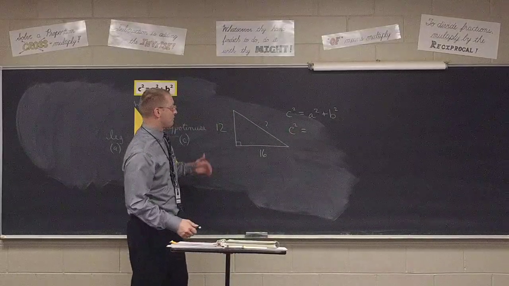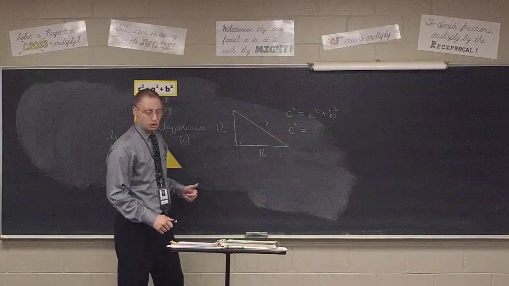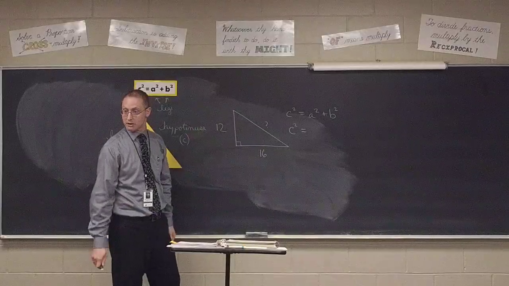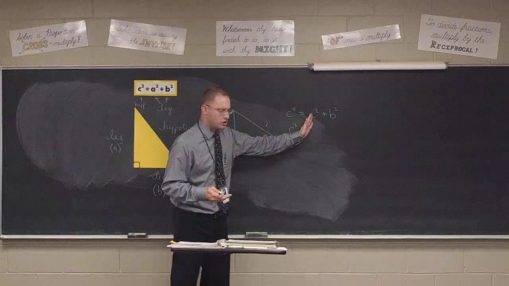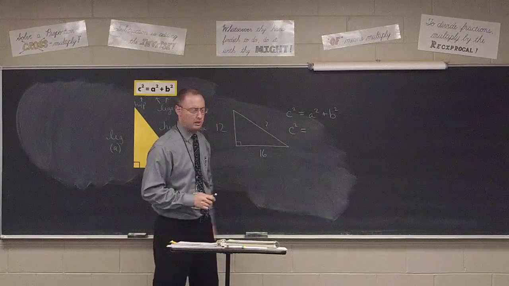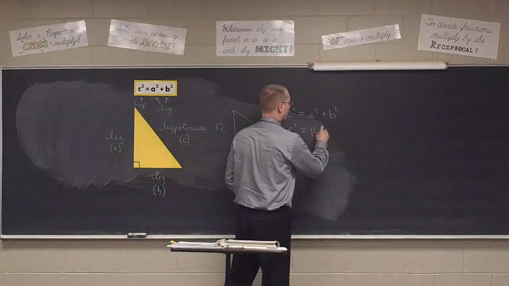And then can I plug something in for the A? Yeah. Sure, one of the legs. You pick 12. The 12. And I think we can square it in our head, right? We don't need to write 12 squared because we're too lazy. What's 12 squared, class? 144.